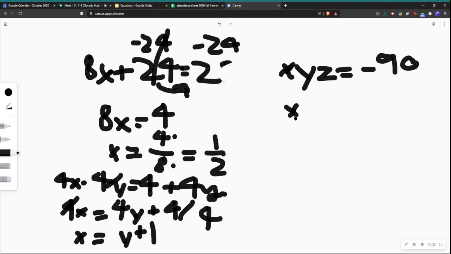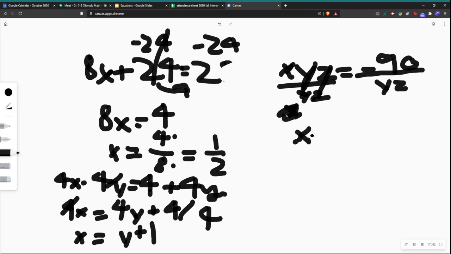Perfect, yeah. So you want to divide the left side by yz so that you basically get rid of it from the left side. So those two variables are gone now. But you have to also divide it on the right side. So you have negative 90 over yz. Let me rewrite that over here.